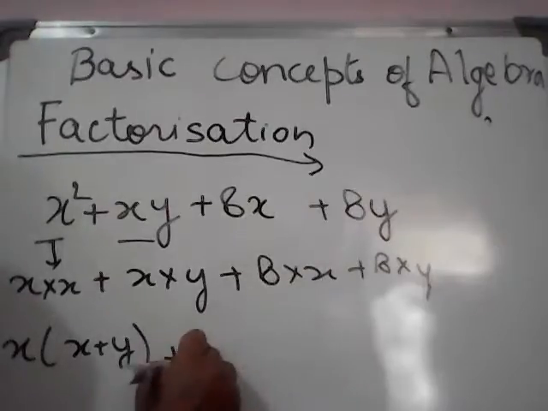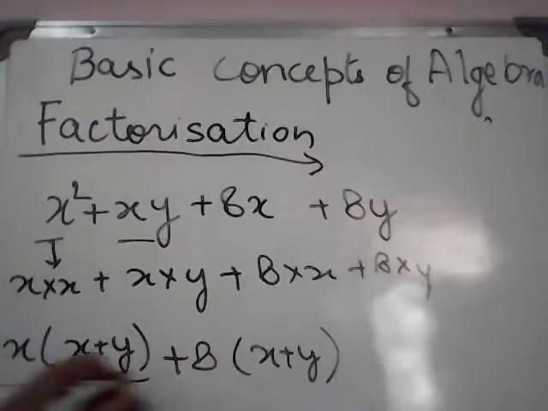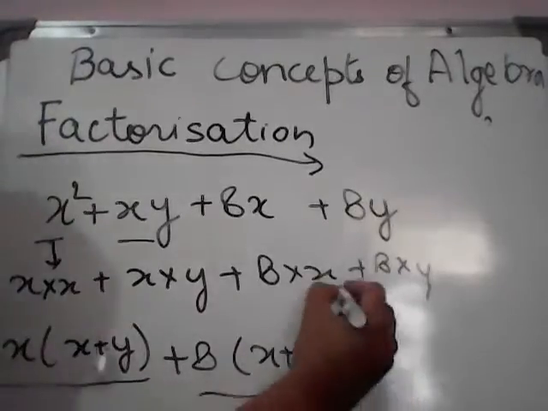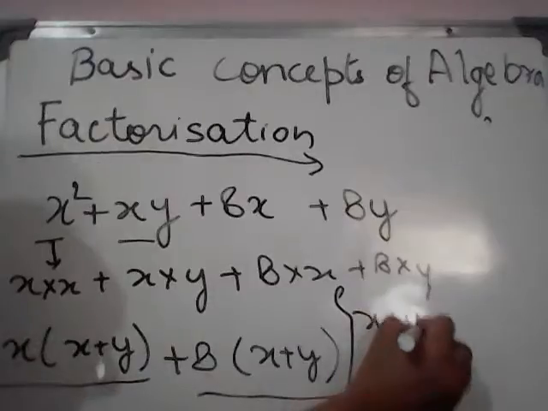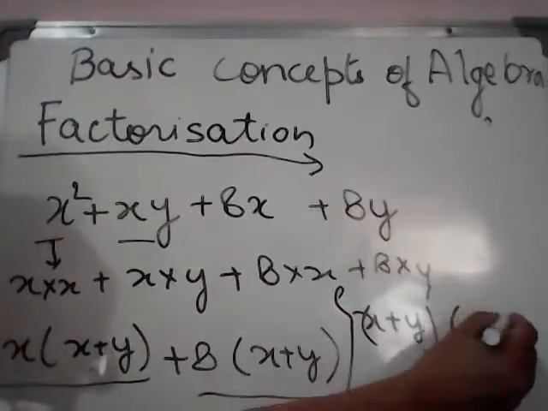Plus, we have 8 in common, x plus y. Now we have got these two terms. In the first term, one factor is x and the other factor is x plus y. In the second term, one factor is 8 and the other factor is x plus y. So in these two terms, x plus y is a common factor. So in one bracket we'll have x plus y and in the other bracket x plus 8.